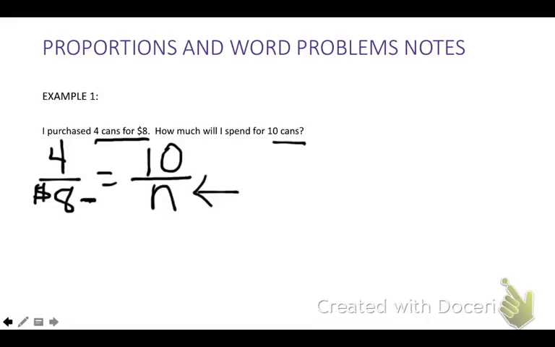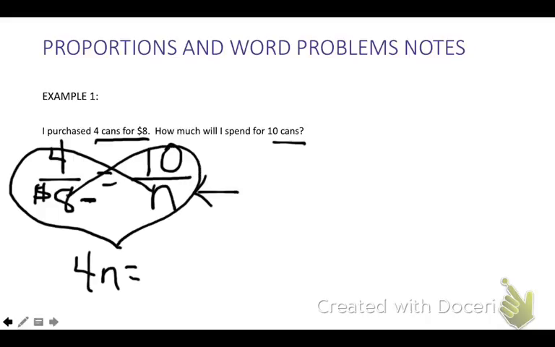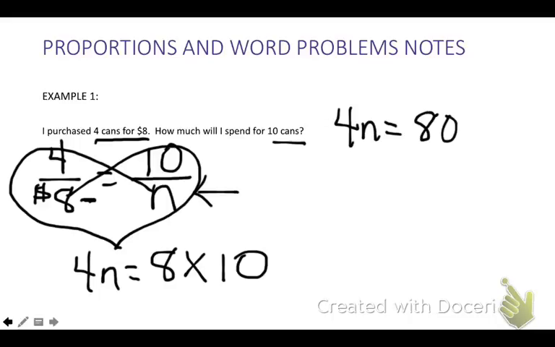Now remember what we did before. We did the heart method. So we came this direction, which is 4 times N equals, and we came this direction, 8 times 10. Okay? So we're going to rewrite it. 4n equals 8 times 10, which is 80. Again, it's just like a one-step equation. We worked on those before.